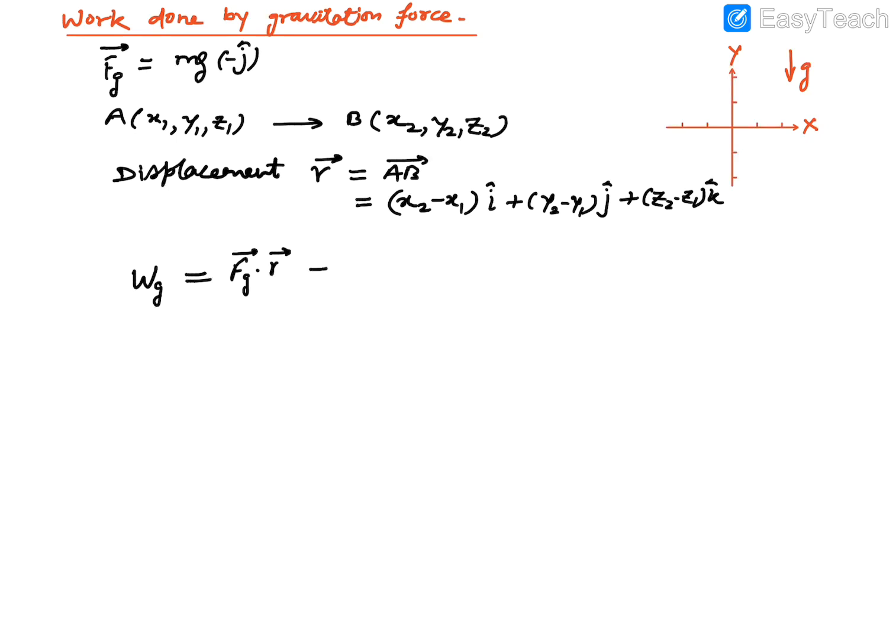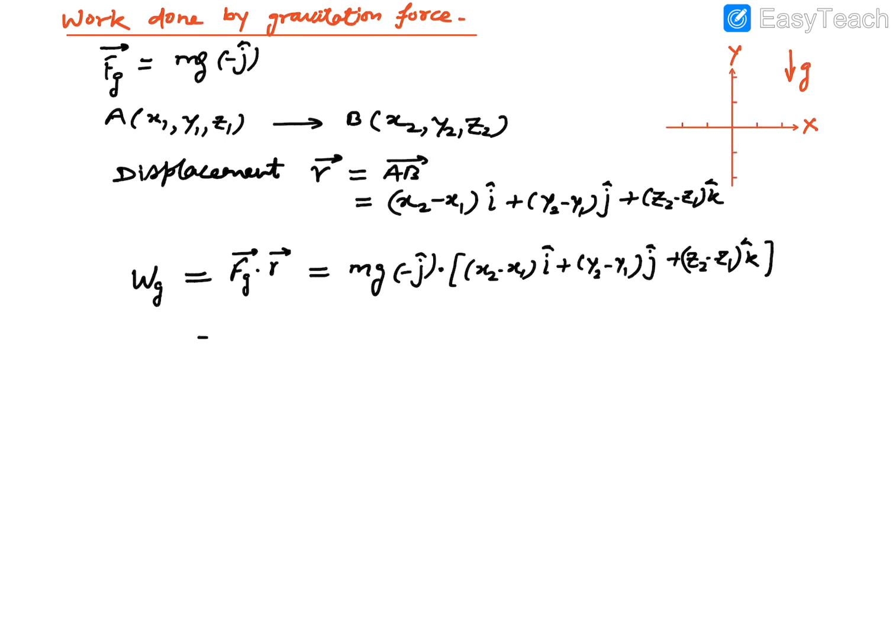Now we can go for the dot product of these two vector quantities. So it's mg times minus j cap, dotted with this r vector, which is x2 minus x1 i cap plus y2 minus y1 j cap plus z2 minus z1 k cap. Now we need to use the rules of dot product. So this is the dot product, right?